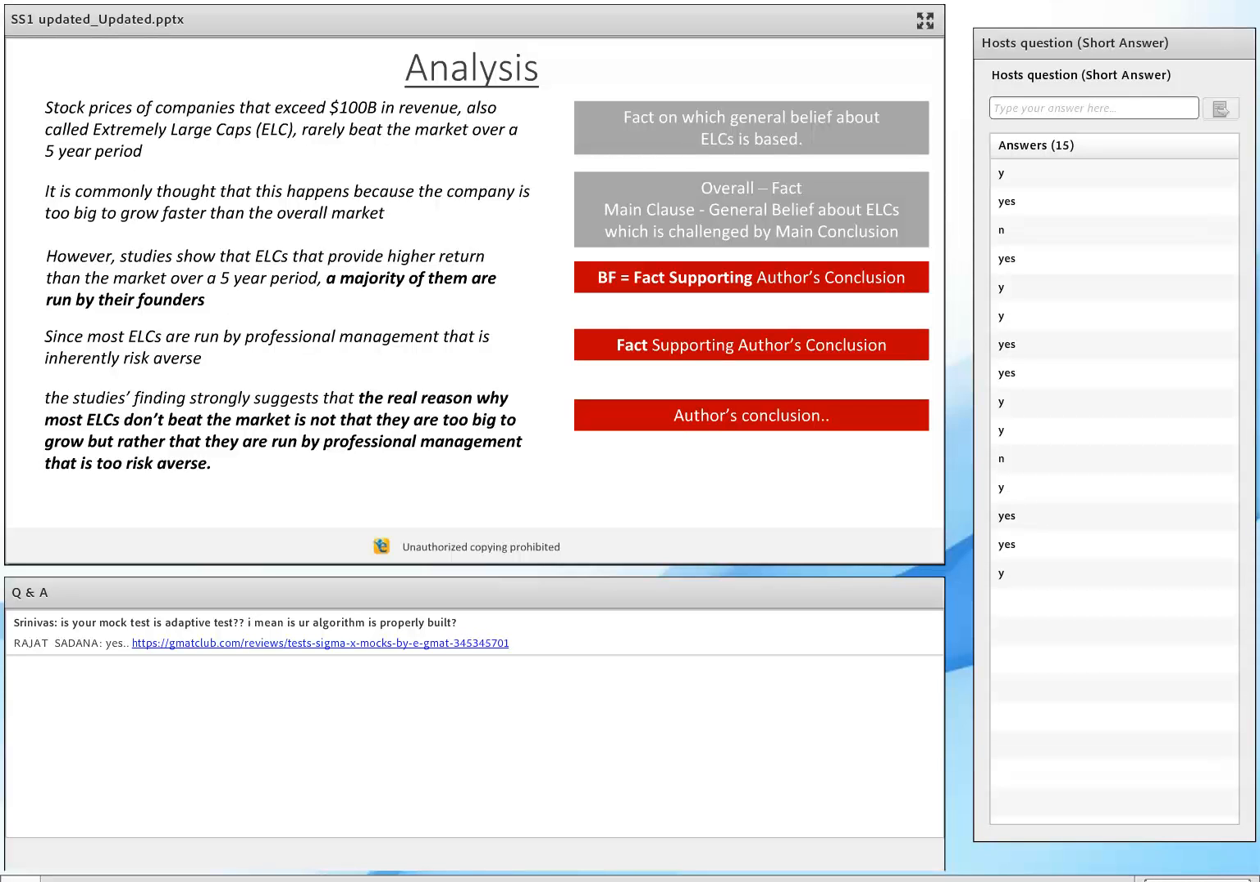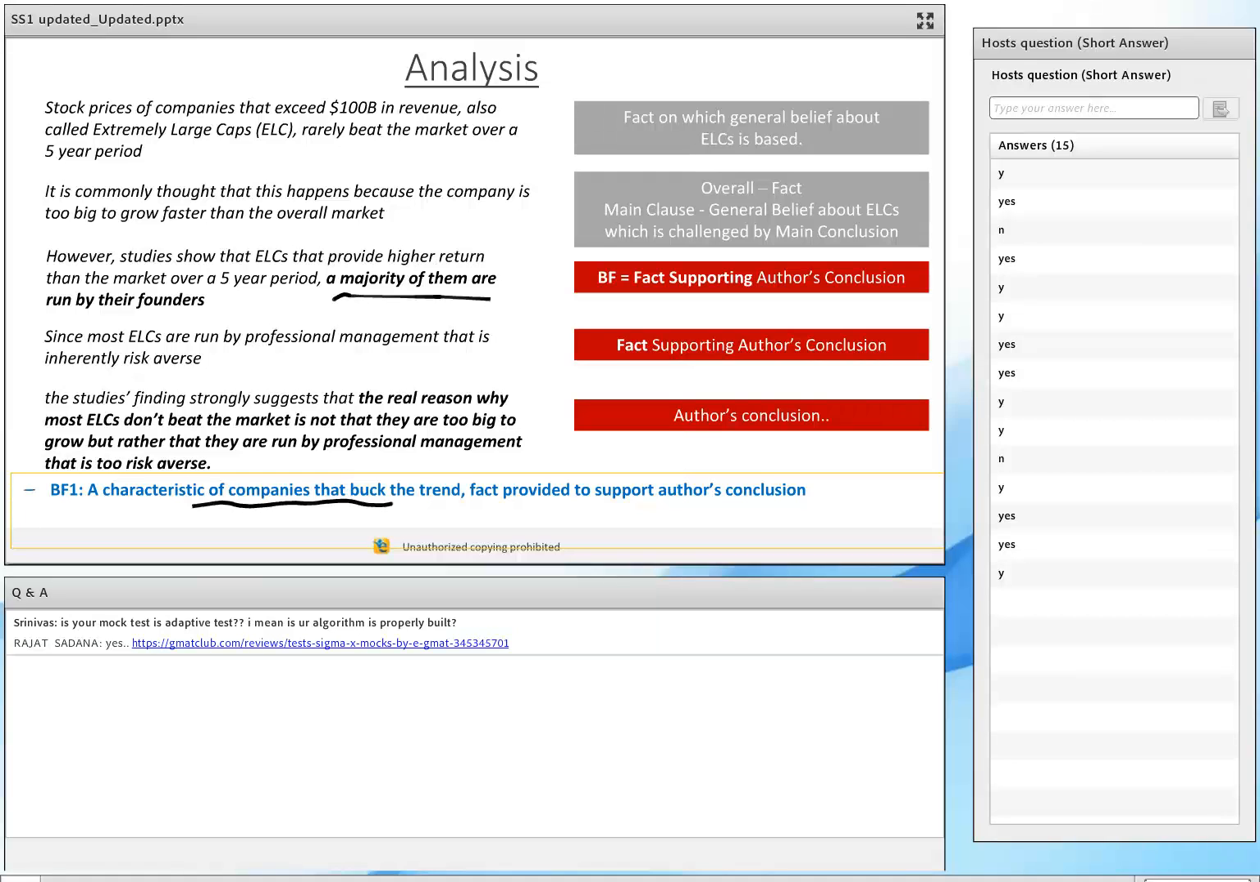Now let's look at the roles played by each of the bolded statements. What is a boldface? What is BF1? A majority of them are run by their founders. This bolded statement is a characteristic of the companies that buck the trend. It is a data point. It is a fact which is provided to support the author's conclusion. Boldface 2, on the other hand, is the reason for the observed trend. It's also the author's explanation. It's also the alternate explanation that the author believes. Boldface 2 is also your main conclusion.